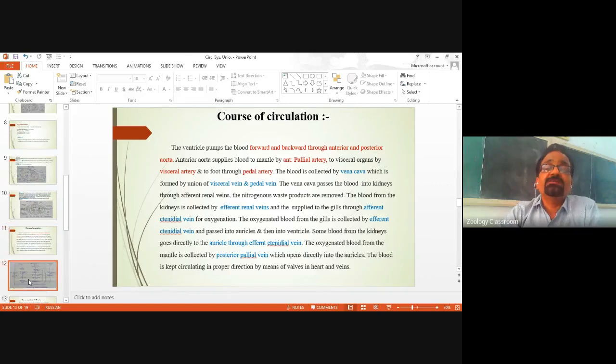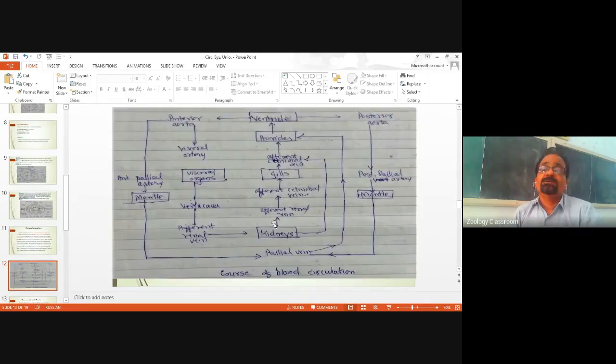So in this chart we are going to explain how the course of circulation occurs. Now we have studied it in the diagram. Now this is actually a flow chart showing the course of circulation. Let's concentrate here on the ventricle. Anteriorly, it gives the anterior aorta, and posteriorly it gives the posterior aorta. From the anterior aorta, different vessels arise. One is the anterior pallial artery to the mantle, then the visceral artery to the visceral organs.